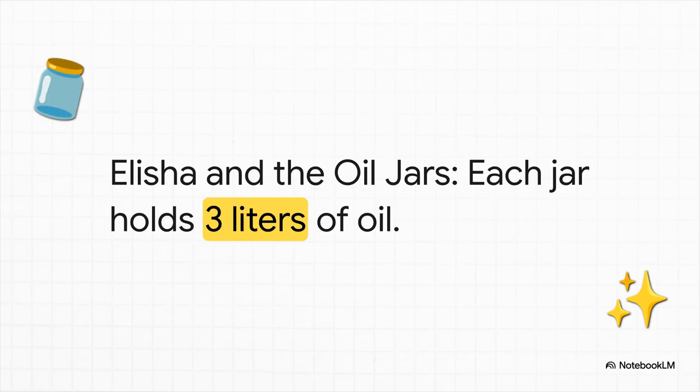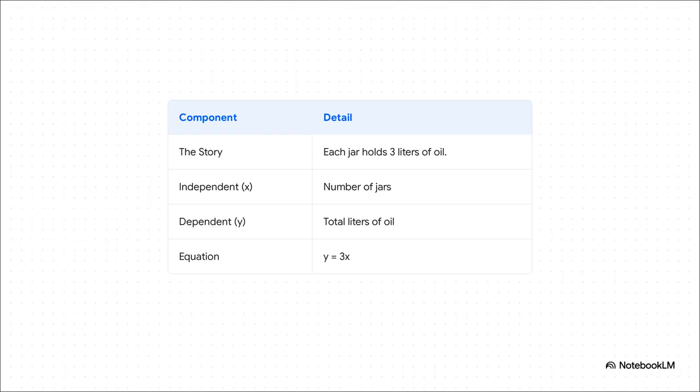This one's about the prophet Elisha and a widow's oil jars. And look at that, it's the same breakdown beat for beat. The story is, each jar holds 3 liters of oil. So, the number of jars is the cause, x, the total liters of oil is the effect, y. And the equation? Y equals 3x.